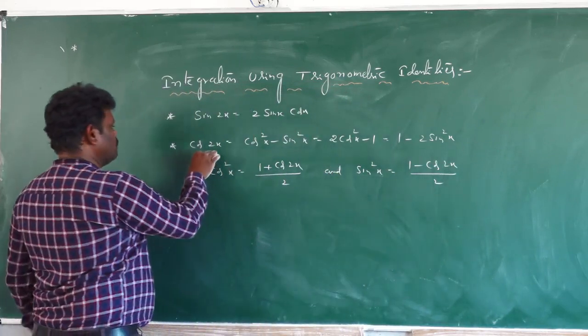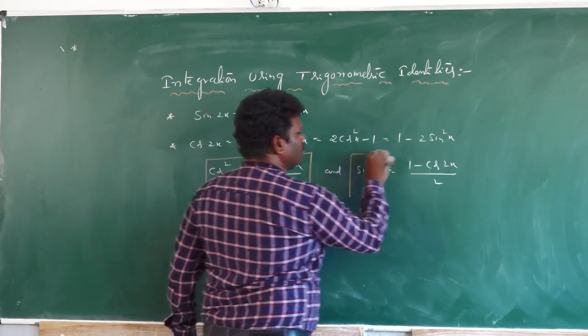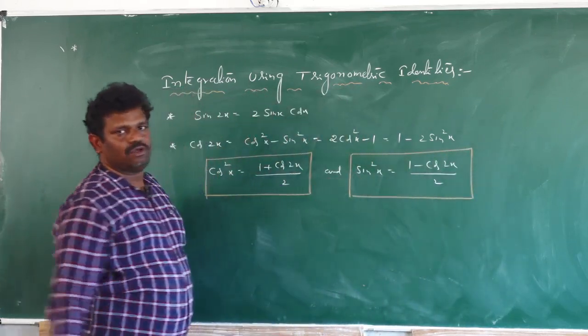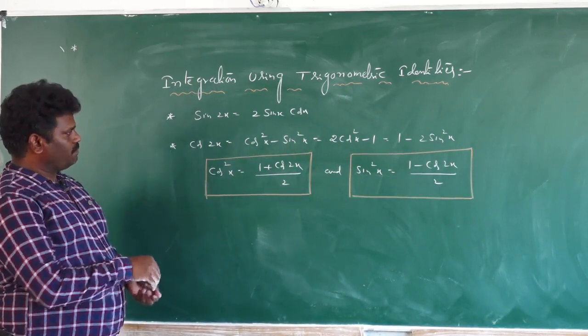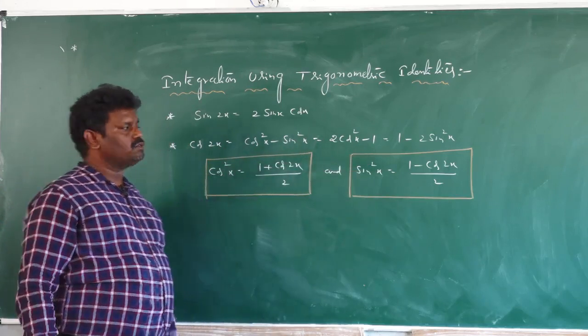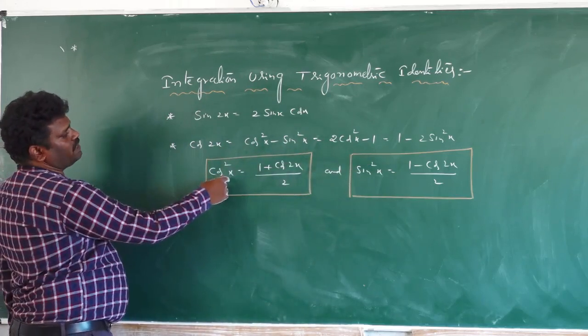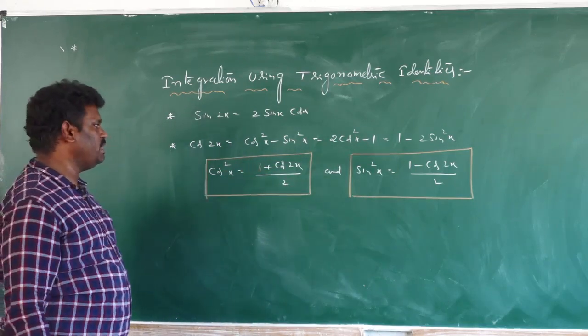So these two formulas are very important. If you substitute them many times in integration problems, from cos 2x equal to cos square x minus sin square x, 2 cos square x minus 1, 1 minus 2 sin square x, cos square x is 1 plus cos 2x by 2, and sin square x is 1 minus cos 2x by 2.